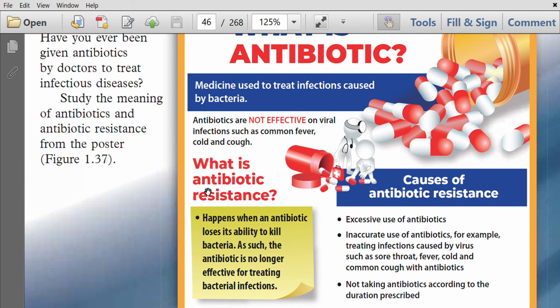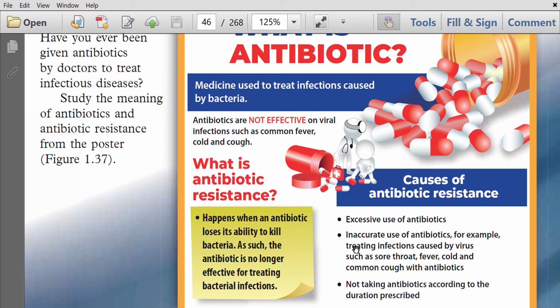What is antibiotic resistant? Antibiotic resistance happens when an antibiotic loses its ability to kill bacteria. As such, the antibiotic is no longer effective for treating bacterial infection. How can this happen? This happens because of, one, excessive use of antibiotic. That is why we need to control the use of antibiotic.